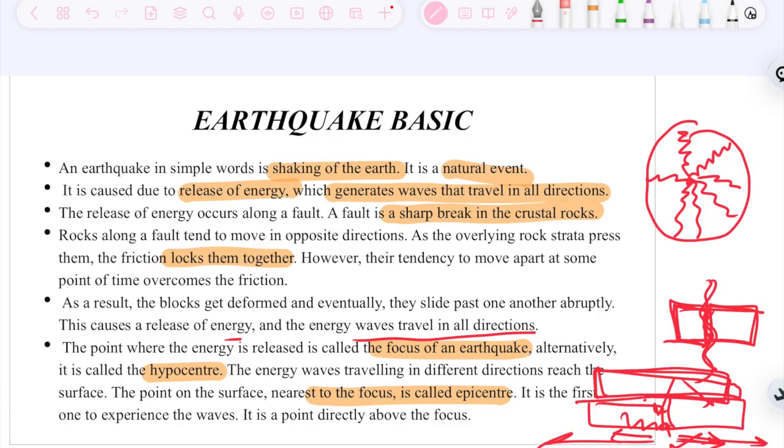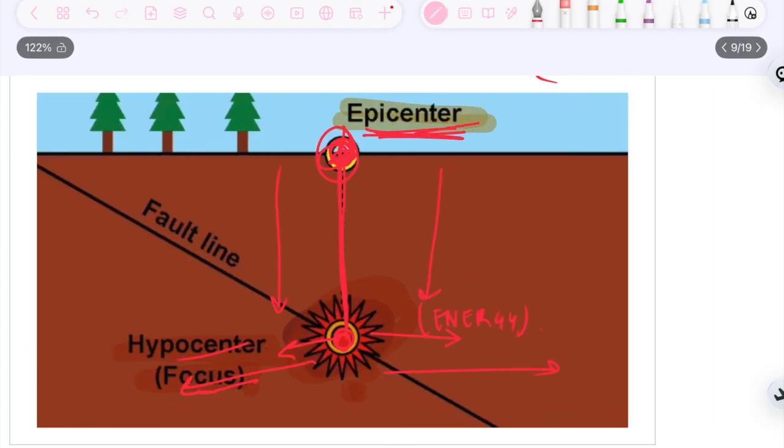Why do the waves reach the surface? It is because there are certain faults present. Why are these faults created? Because the surface rocks want to move in different directions, but the overlying rock does not allow them. But when they manage to cross that level of friction, they move. That creates a fault, and that leads to shaking of earth. Now the point from where this energy is released is called hypocenter or focus, and the nearest point of this focus on the surface is called epicenter. It is also the first point which experiences the earthquake waves.